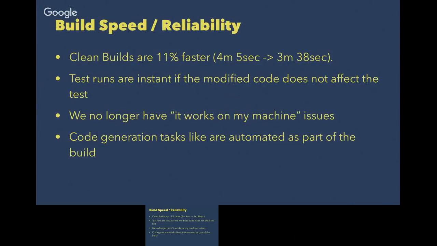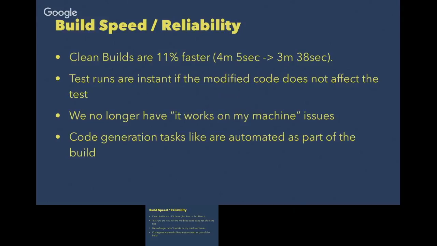First is our build speed and reliability dramatically increased. Clean builds were decreased by 11%. We started using Bazel tests to run all of our unit tests. Someone please work on the integration test runner. We no longer have "it works on my machine" issues. We haven't had a scenario where someone had a failure locally that didn't also occur on CI and vice versa. And a lot of our code generation tasks were automated as part of the build.